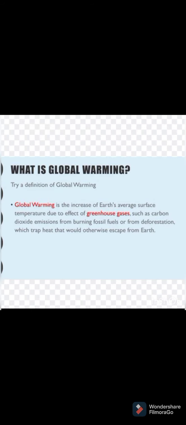Global warming is the single biggest threat to life on Earth today. So, what is global warming? Global warming is the increase of Earth's average surface temperature due to the effect of greenhouse gases such as carbon dioxide, emissions from burning fossil fuels, or from deforestation, which trap heat that would otherwise escape from Earth.